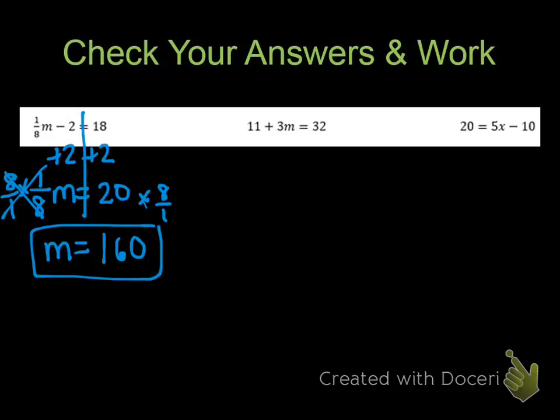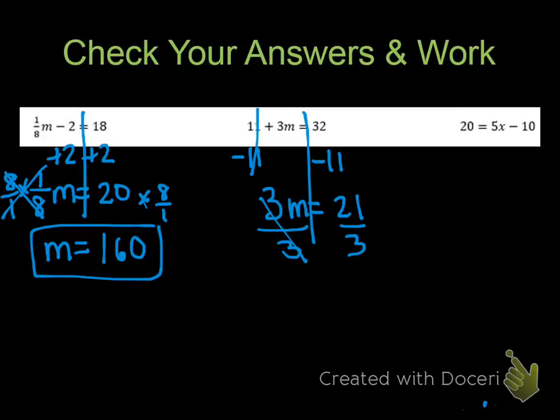On number 2, you should have subtracted 11. Notice that there is not a sign in front of that 11. So that means it is positive. So I subtract the 11 from both sides. They cancel out, and I get 3m equals 21. Divide by 3, and you should have gotten m equals 7.